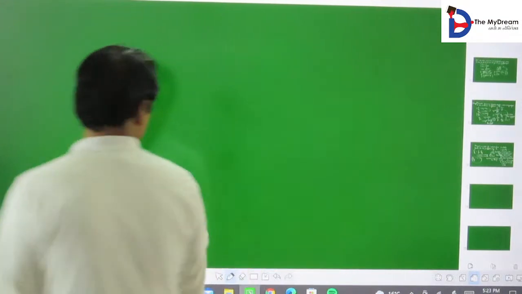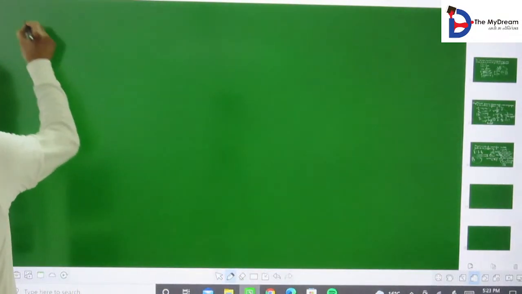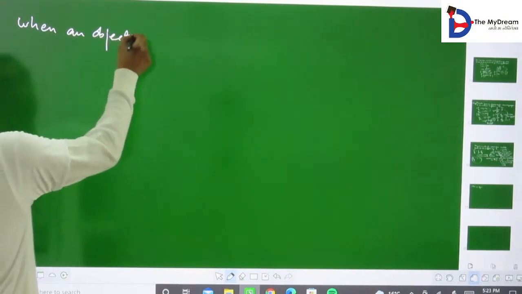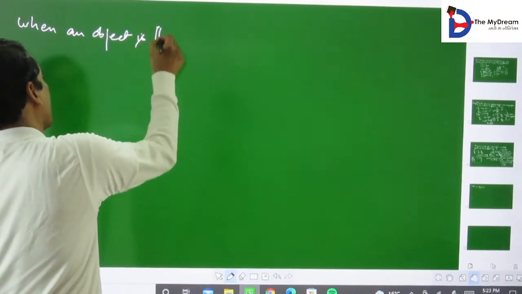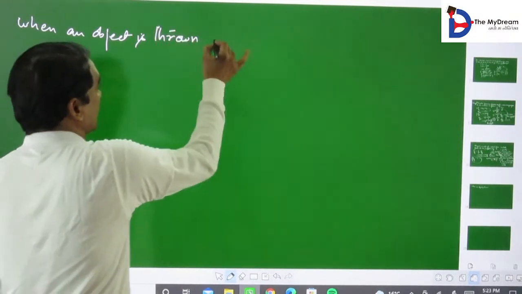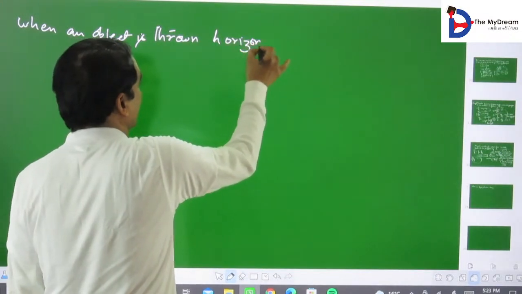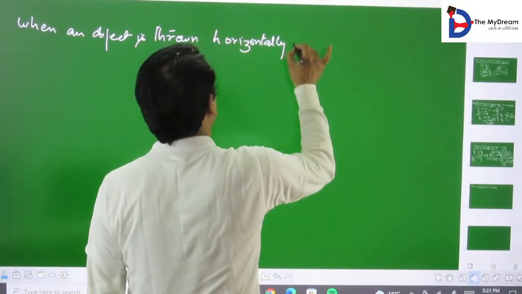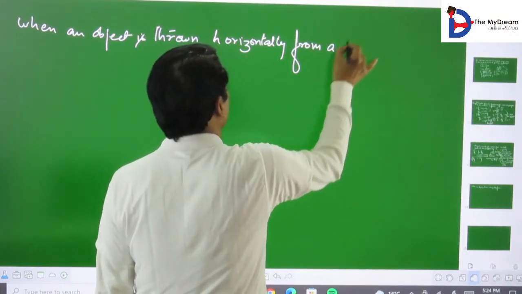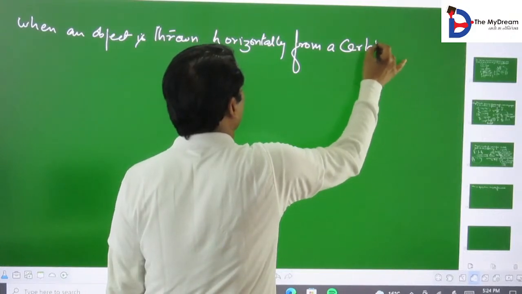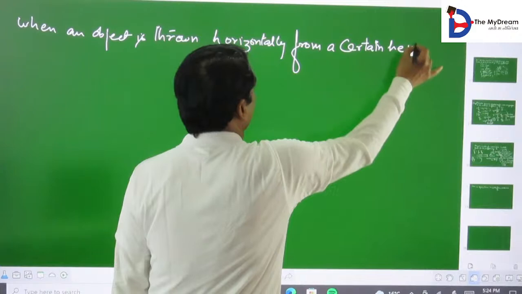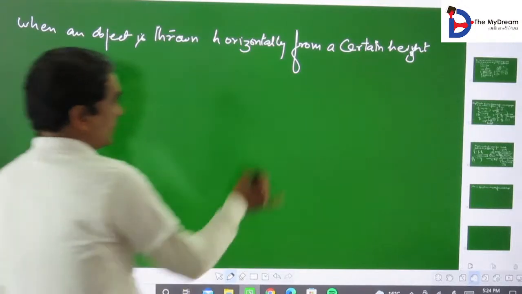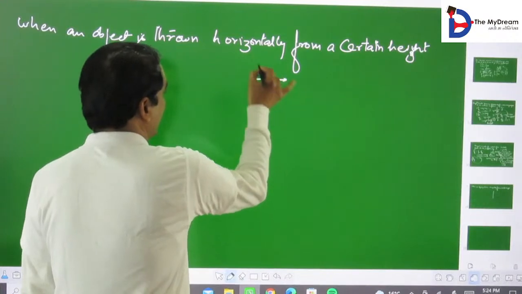Now we are talking about when an object is thrown horizontally from a certain height. We are throwing this object from a certain height in this way. We have a certain height, and we are throwing the object horizontally.